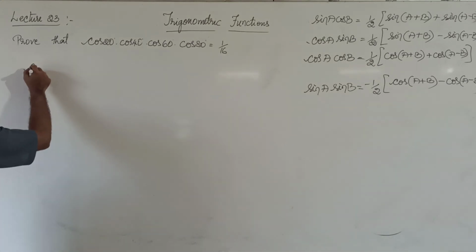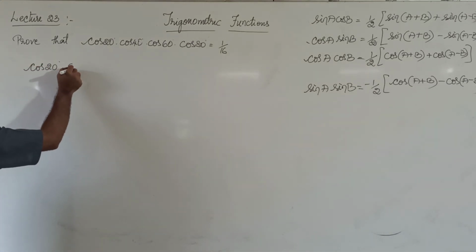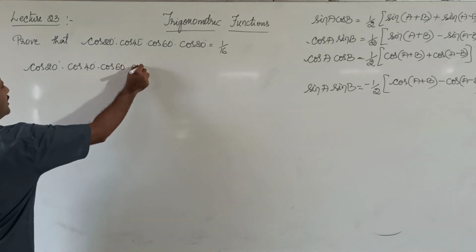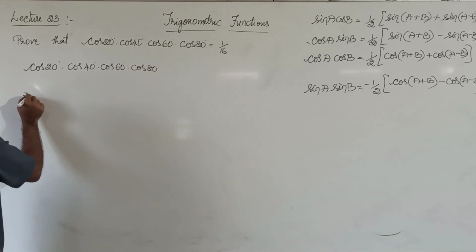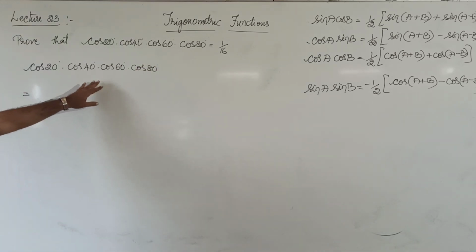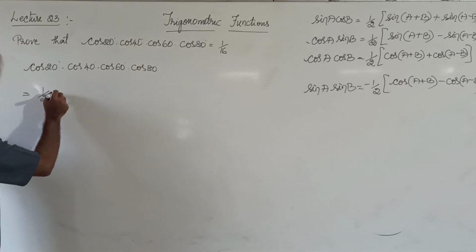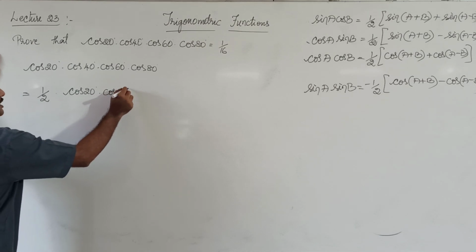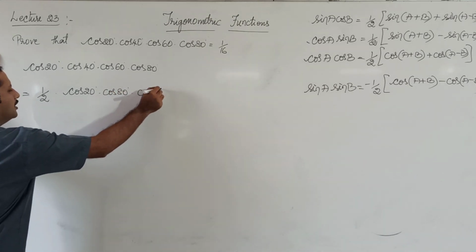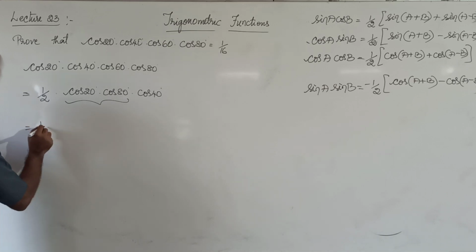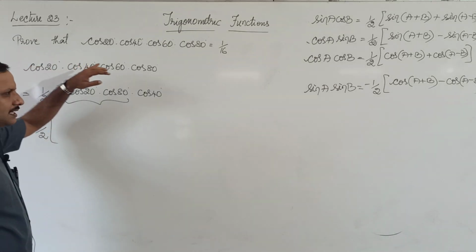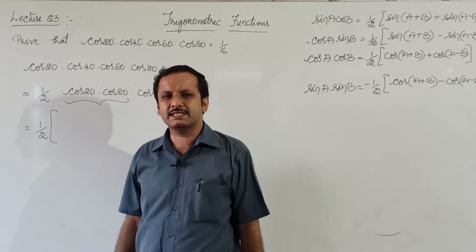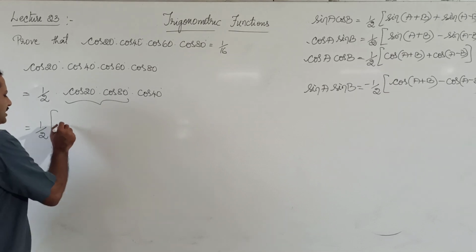Okay, so as always, let us consider this LHS. Cos 20 degree into cos 40 degree into cos 60 degree into cos 80 degree. Among them we know the value of cos 60 degree, which is 1 by 2. I write 1 by 2 into cos 20 into cos 80 into cos 40. Now between these two, I would like to use the formula cos A cos B. What is cos A cos B? Cos A cos B is equal to 1 by 2 into cos A plus B plus cos A minus B. Let me use that formula.